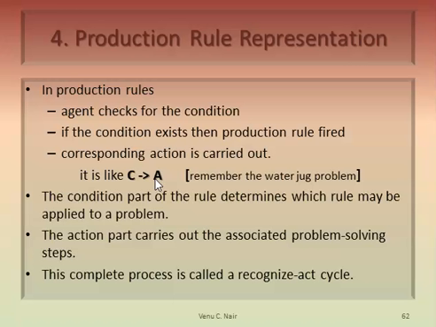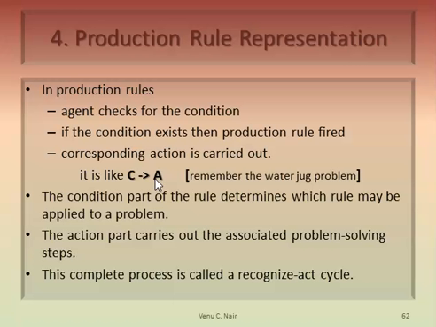In water jug problems and others, we were using actions based on some conditions. Conditions were described on the left-hand side and corresponding actions were depicted on the right-hand side. The condition part of the rules determines which rule may be applied to a problem. There may be many rules and we have to select the correct rule which has to be applied. The action part carries out the associated problem-solving steps. And based on these rules, corresponding actions will be performed.